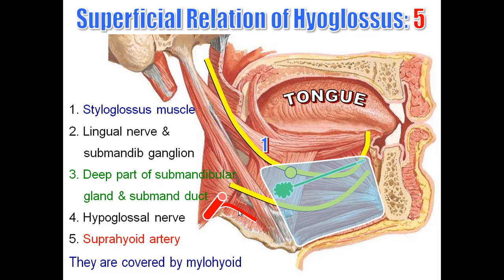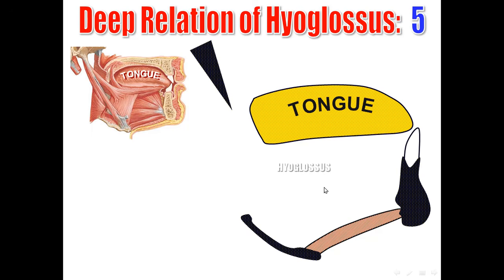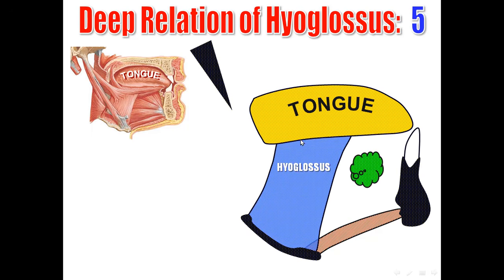These structures are covered by the mylohyoid muscle. So actually these structures are the deep relations of the mylohyoid muscle. Then regarding the deep relation of the hyoglossus, this is the hyoglossus muscle, and this is the geniohyoid muscle.